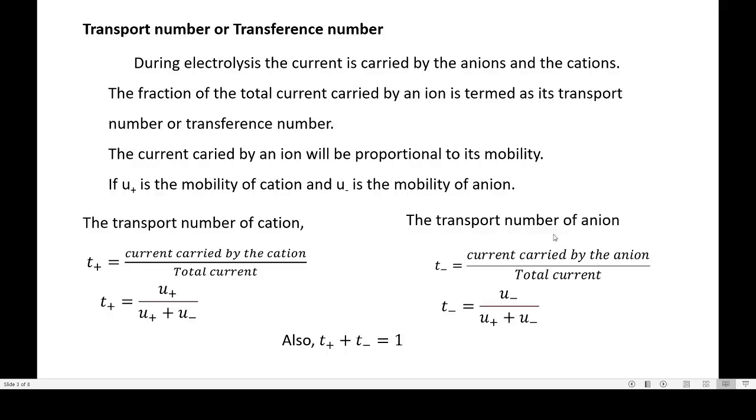Also the transport number of anion, the fraction of current carried by anion, is given by current carried by anion to the total current. So T minus will be equal to U minus, that is ionic mobility of anion, upon total, U plus U minus. So this is the expression for transport number of anion. And if we see the expression, the sum of T plus and T minus will be equal to 1. So if we know the transport number of cation, we can calculate the transport number of anion and vice versa.